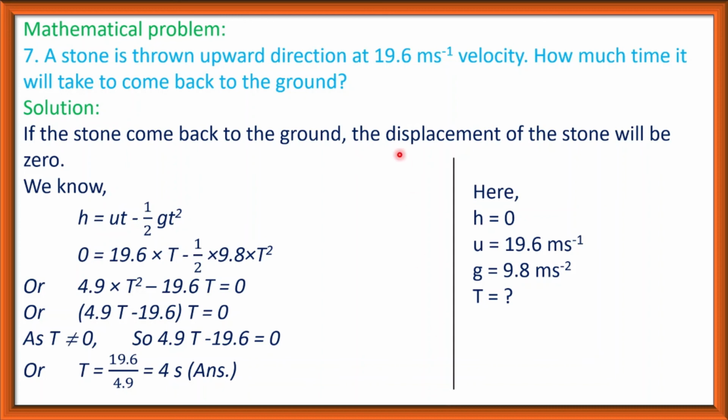If the initial velocity is 19.6 meter per second, then after 4 seconds, the stone will return back to the ground.